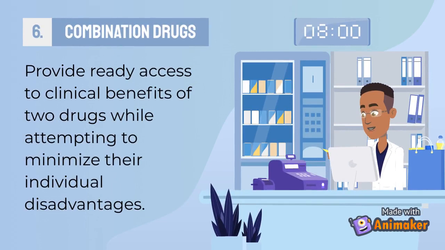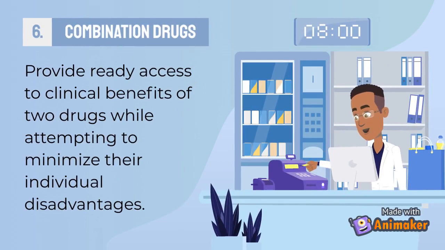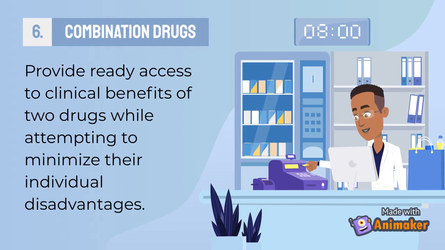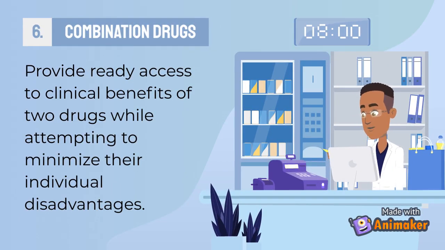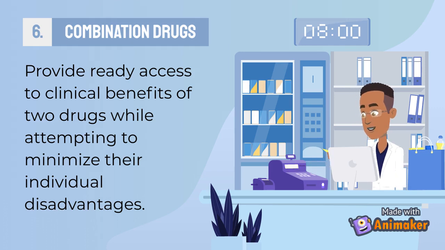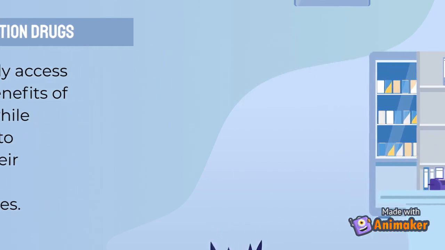The sixth one are the combinations. They provide ready access to clinical benefits of two drugs while attempting to minimize their individual disadvantages. Examples of combination drugs are the tandems of etorphine and fentanyl, and Telazol.